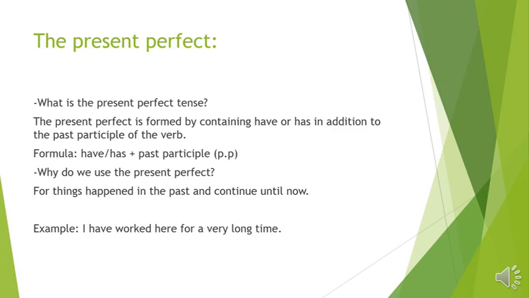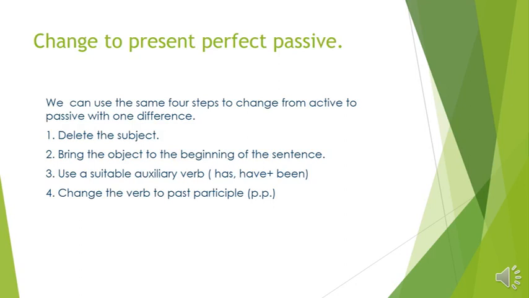Now, all what we talked about was about active sentences. Now we're going to take the other step and see how to change it to passive present perfect. That will be the same as we did yesterday with the last video, which we used the four steps that we had. Here we would have only one difference, which lies in the third step. This difference will be very important to remember.